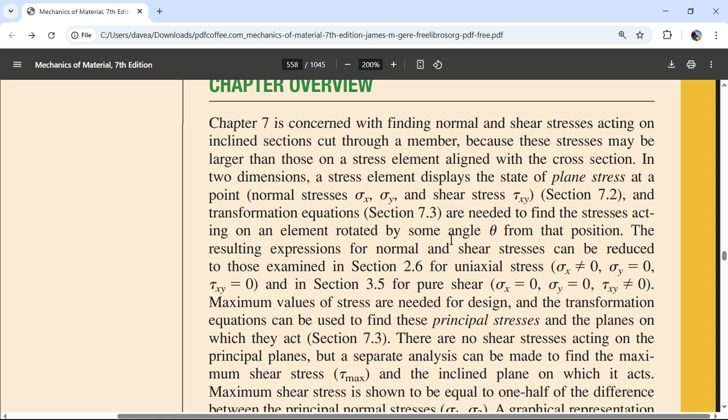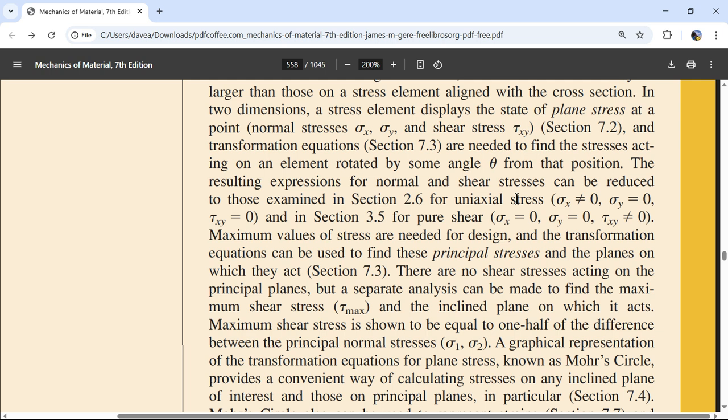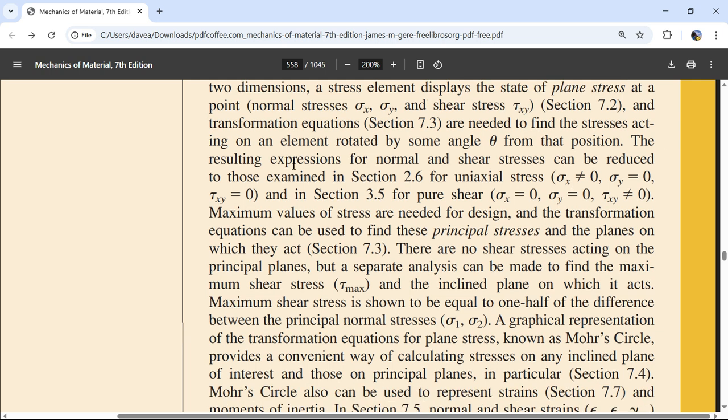And we just showed from something just being pulled in the x direction, nothing in the y, that what that causes is shear stresses to be maxed out at 45 degrees. Cool. Let's read on. The resulting expressions for normal and shear stresses can be reduced to those examined in section 2.6 for uniaxial stress.